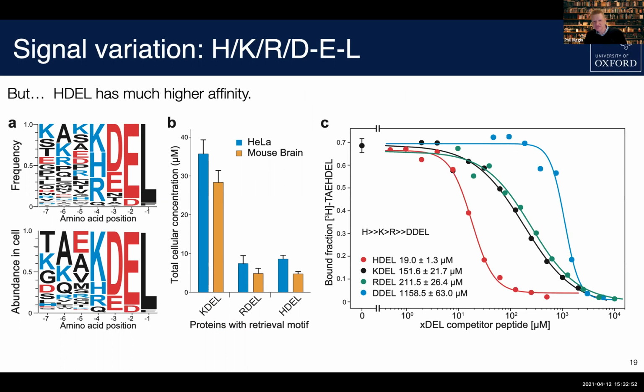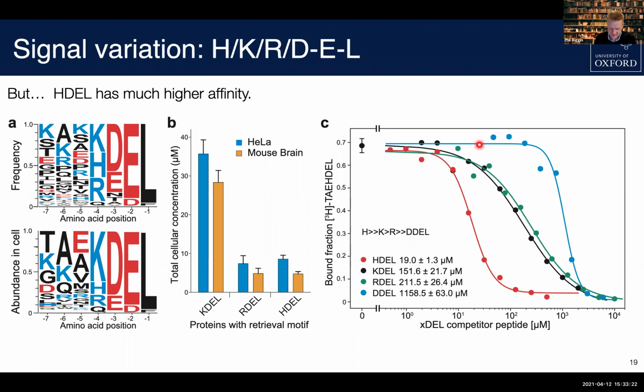Now, there's a curious thing here, because if you look at the affinity of the KDEL versus the RDEL versus the HDEL, there's a rather interesting pattern. This is a competition experiment, so just competing off things, and you can see here KDEL is basically black, and it has a very similar profile of affinity to RDEL, right? So not much real difference there.